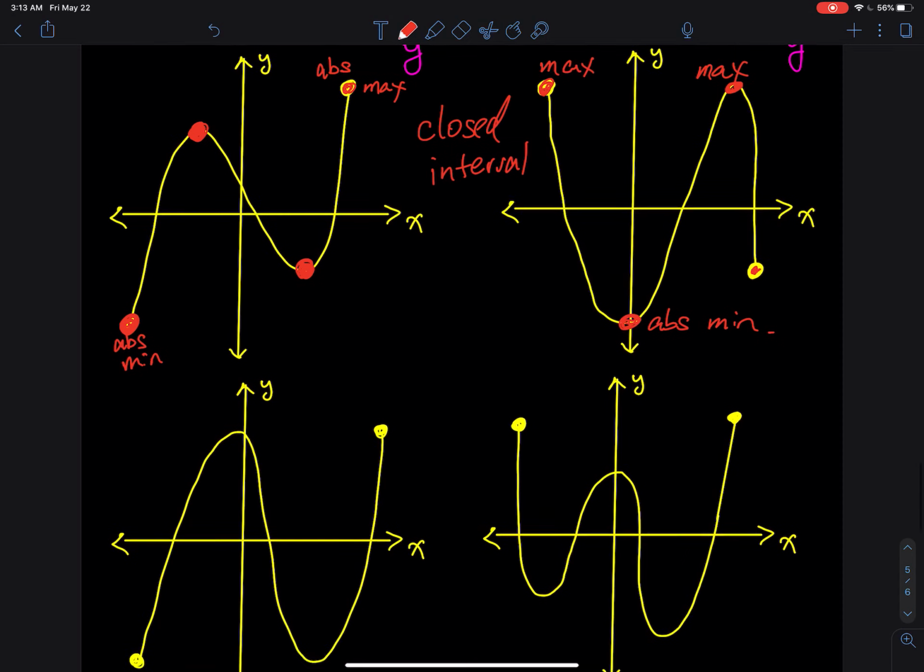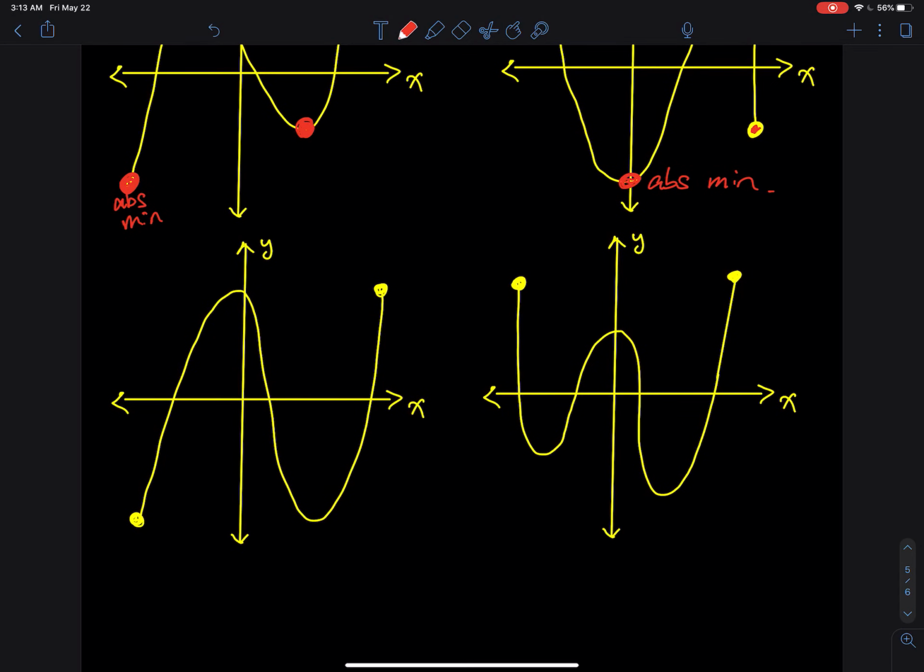What about this picture right here? Where is the highest y? The highest y is in here and here, right? So they are both absolute maximum. And then what about absolute minimum? The lowest y value. This is the lowest y, this is the lowest y. So they are both absolute minimum. And then the last picture, the highest y. So these 2 points are the highest y, so they are absolute max. And then where are the lowest y? This is the lowest y, so this is the absolute min. So this is how you determine the absolute max and min if you have a picture.